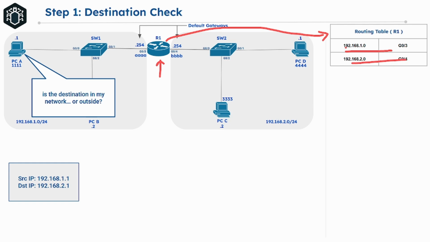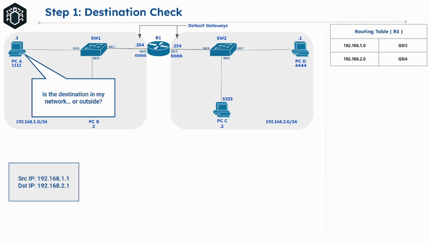For example, the 192.168.1.0 network is connected at the G03 interface, whereas the 192.168.2.0 network is connected at the G04 interface of the router. So, when the packet reaches the router, it will look at the destination IP, which is 192.168.2.1, and match it with the correct network, 192.168.2.0, which is connected at the router's G04 interface.